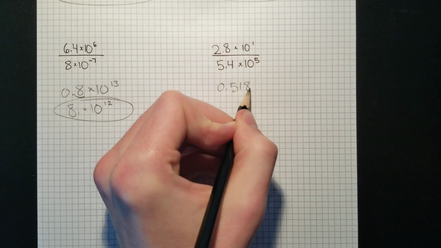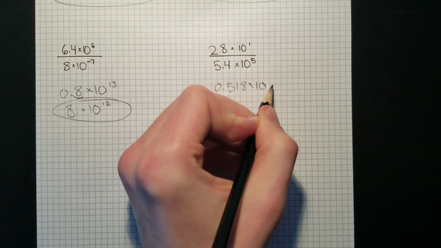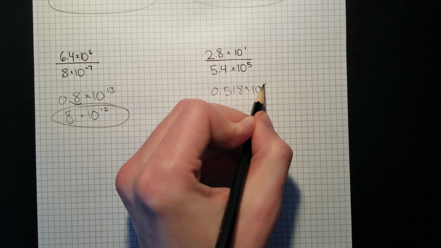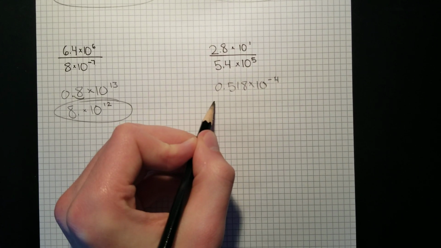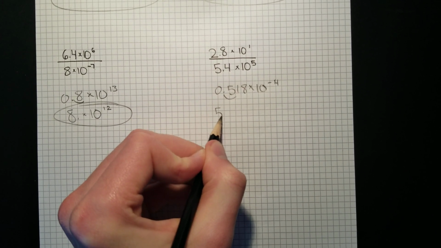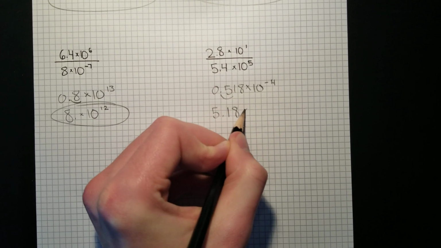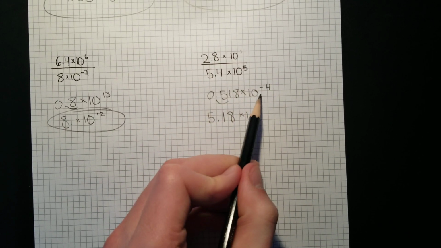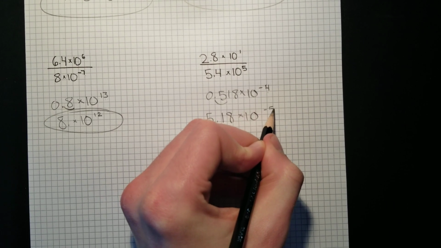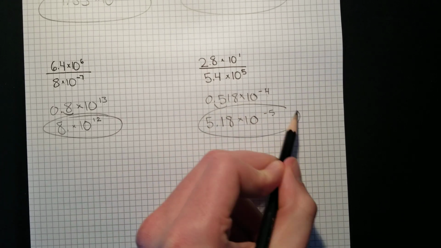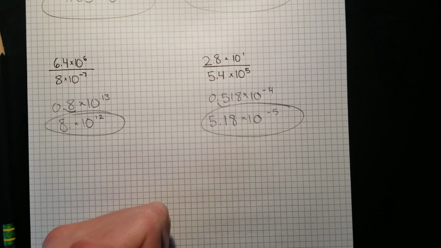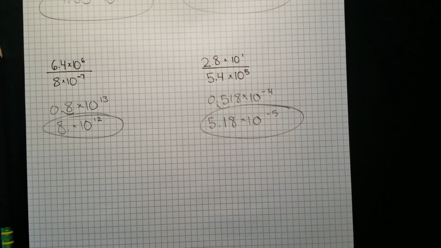0.518 times 10. And then we got to do that subtraction. So 1 minus 5, well, that's going to be negative 4. Now again, we have to move that decimal place. So we have to move it in front of one digit. So we have 5.18 times 10. And if we moved it to the right, that means that number has to go down. That's going to be a negative 5. So that's all the stuff that you need to know for scientific notation, converting, and multiplying and dividing.